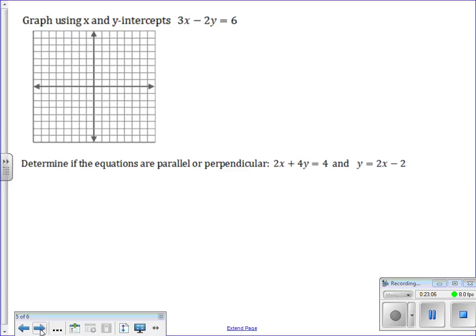And I like this. Finding x and y-intercept. To find the x-intercept, or sorry, let's start with the y-intercept. So let's find the y-intercept. Cover up the x. So you get negative 2y equals 6.